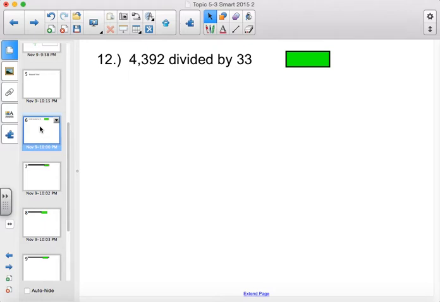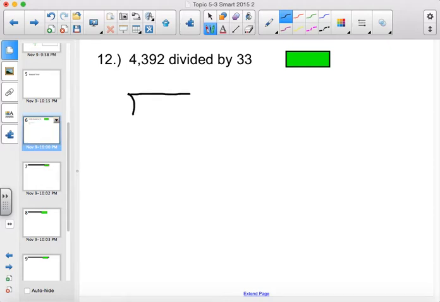Number 12, I would like you to do this problem. I'm going to pause the video and you do it. Okay, kids, we're going to check it. If you're not done, step in when we get to the point you're at. Here we go.